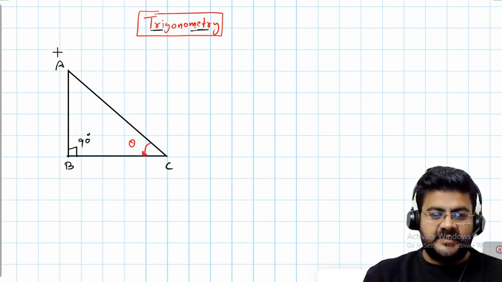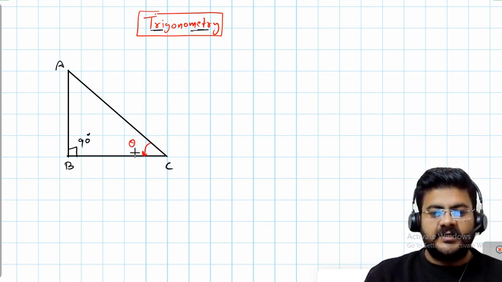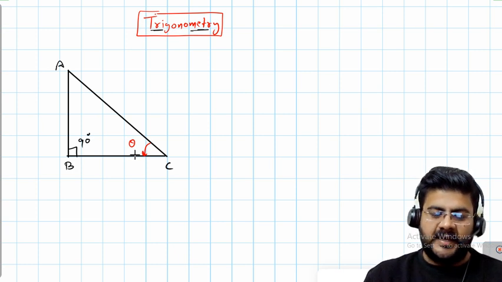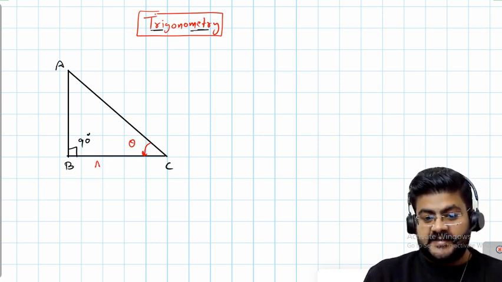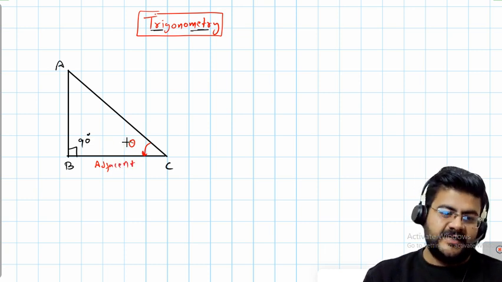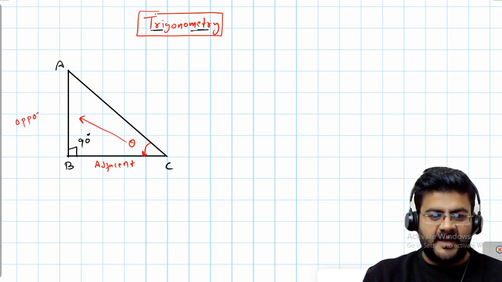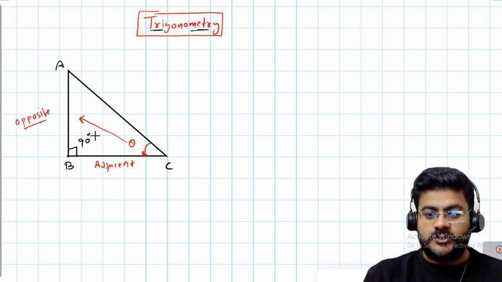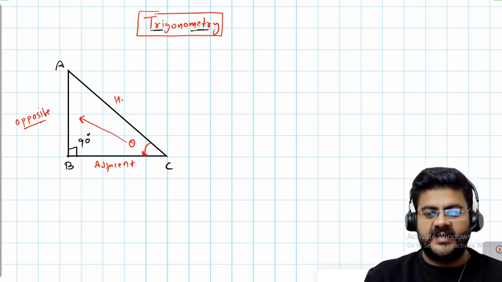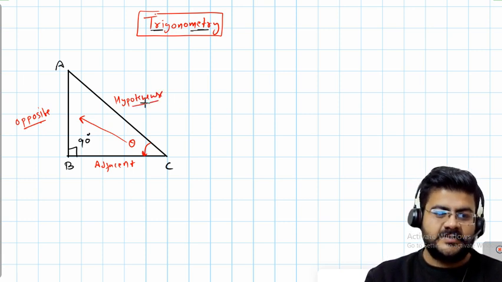You can label the three sides according to our need. The side on which this angle falls, I'm going to call the adjacent side. So this is the adjacent. Now the side which is opposite to theta, you call the opposite side. After that, the side which is opposite to the 90 degree angle, always in a right angle triangle, we call the hypotenuse.